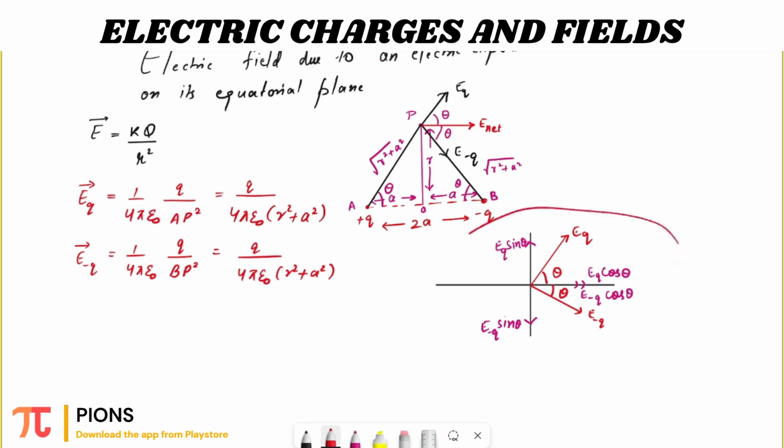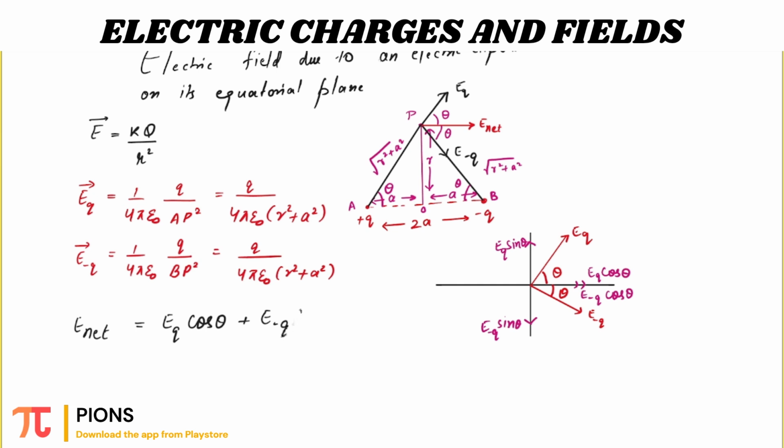Now looking at the second diagram, which is this diagram, what we can say here is EQ sin theta is pointing in the upward direction over here, and E minus Q sin theta is pointing in the downward direction. Two equal and opposite directions, and magnitudes are equal, right? So these components will cancel out. So no role of sin theta, both cancel out, right? So the net electric field, let's write it as E net, will be EQ cos theta plus E minus Q cos theta. Only the cos components will survive because sin theta components are cancelled out.